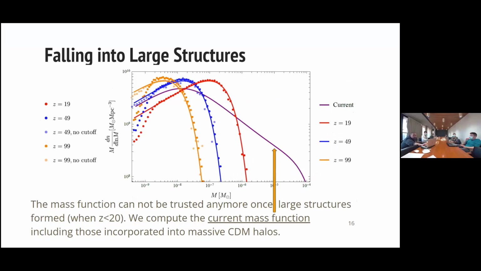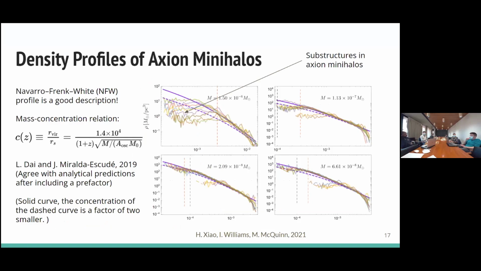Okay, this is really complicated, maybe I should move forward. Besides the mass function, we also care about the density profiles, which will be crucial for observations like lensing. The conclusion is that NFW is a really good description, and I'm showing you the simulation results and the NFW fits. We also have a really good analytic prediction for the mass concentration relation. Surprisingly, this also agrees well with our simulation results after you calibrate it with a prefactor. The purple solid curve is simply given by this mass concentration relation, and you can see it largely agrees well with the simulation results.